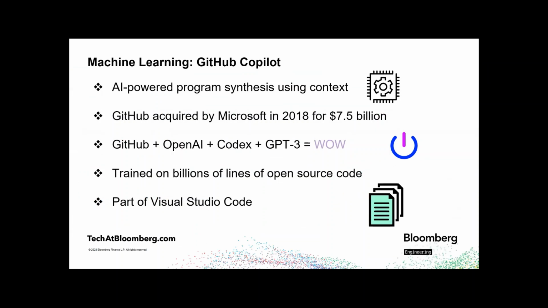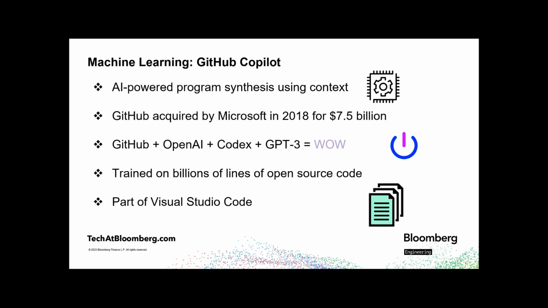On to GitHub Copilot. Has anyone used GitHub Copilot? Copilot's incredible. I'm in love with it. I really think it's quite powerful. So GitHub Copilot is an AI-powered program synthesis. It uses context of the code that you're working with.